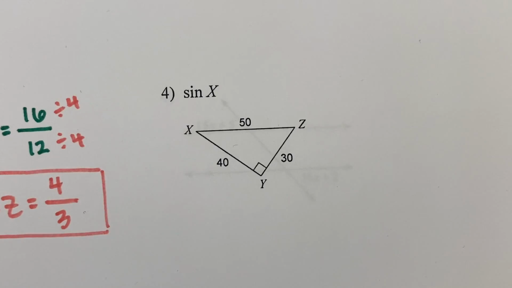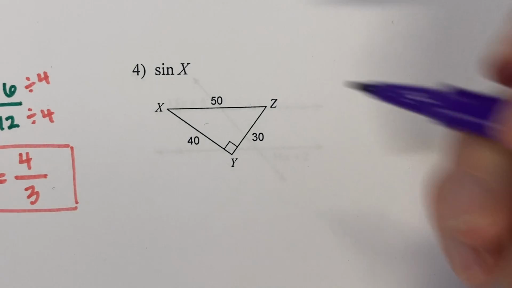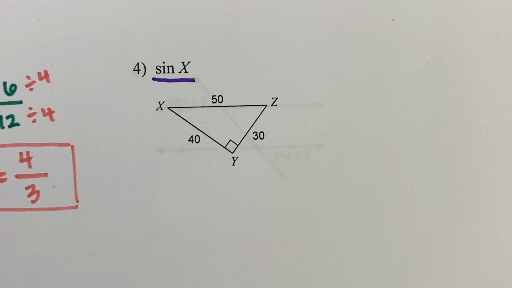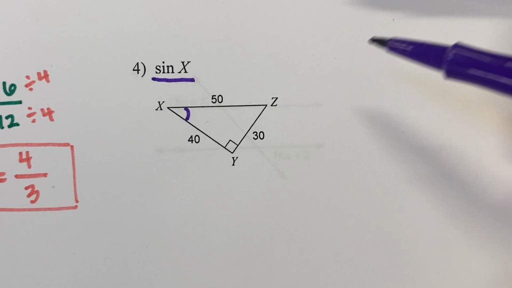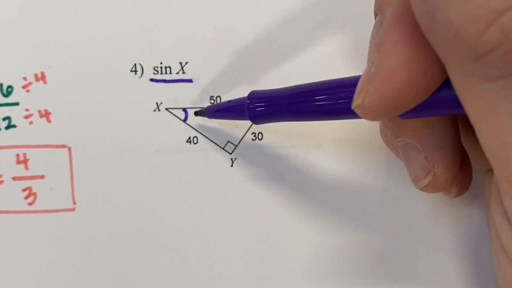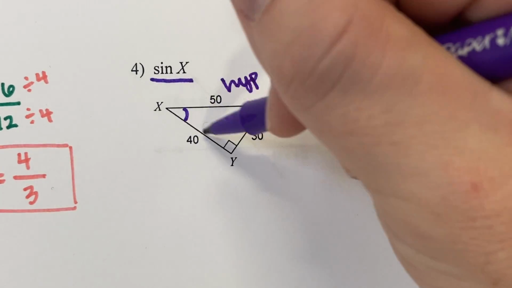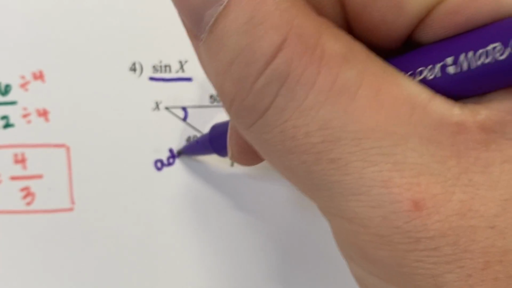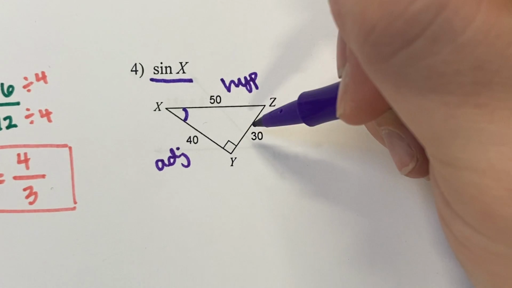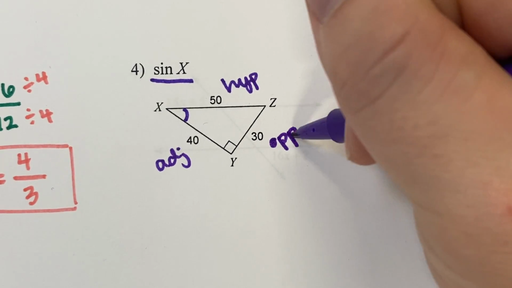Awesome, let's do that one more time. Now we have sine of angle x. So we're standing at angle x. Based on this angle, we can label our sides. 50, again, is our hypotenuse. 40 is going to be our adjacent side this time. And then 30 is our opposite side.